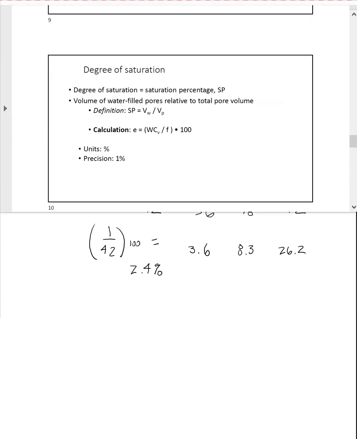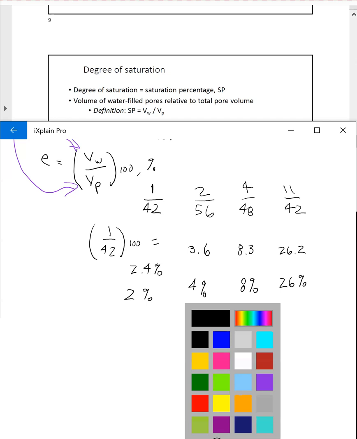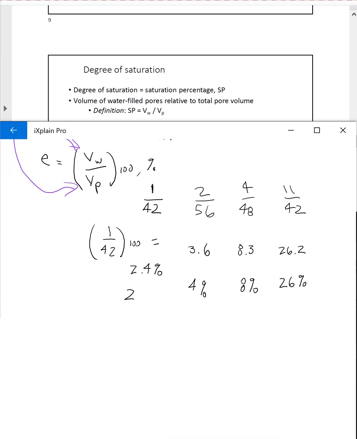But when we go back and review our protocol, we see that the precision is to the nearest integer, 1%. So we're going to round these to 2%, 4%, 8%, and 26%. Now, since I used the percent sign up here, I really do not have to put it with each of these values in the table. So I'll get rid of our percent signs here.